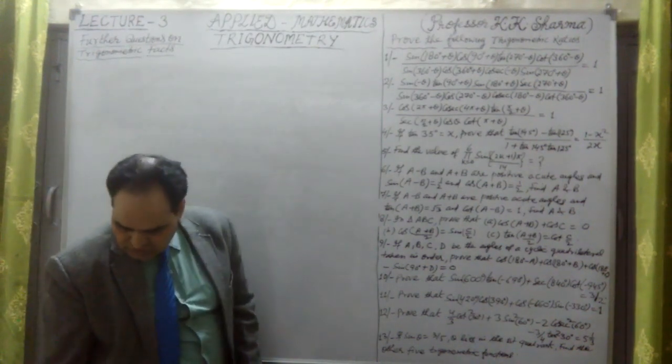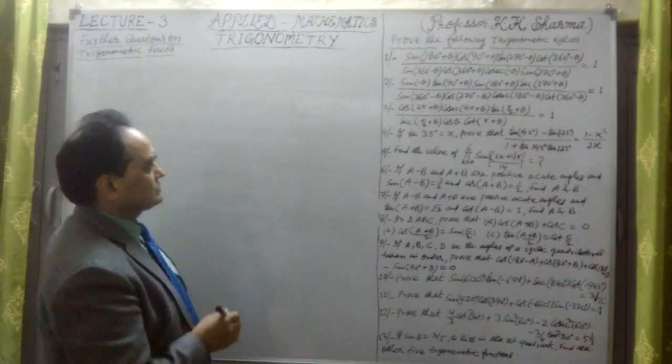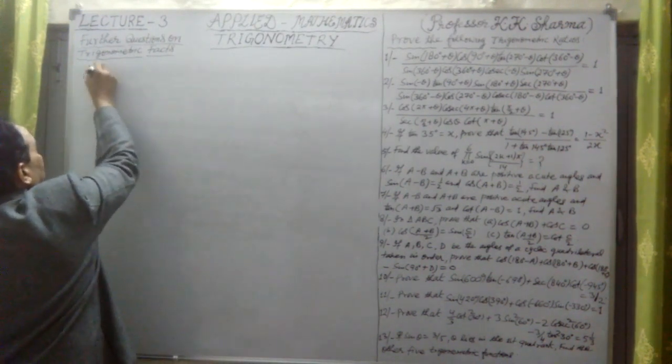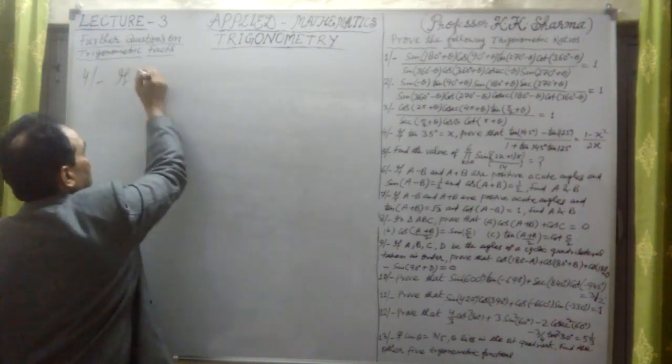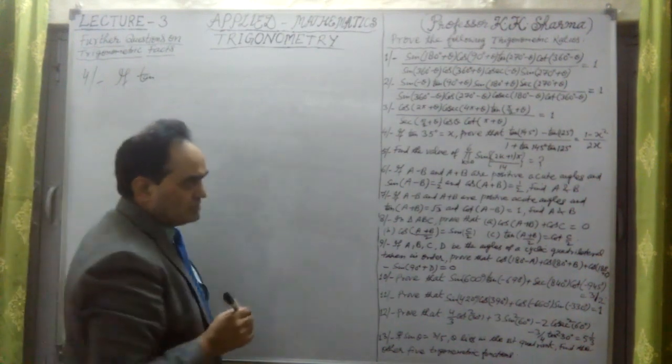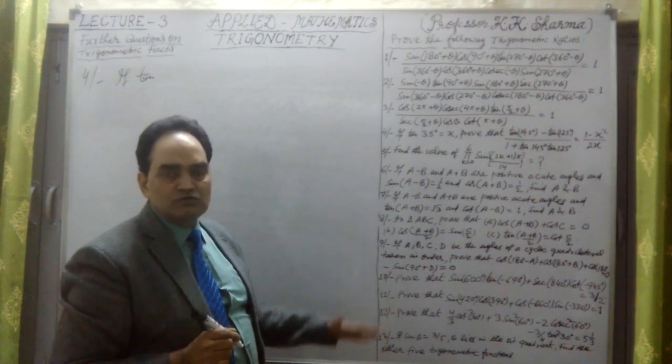Okay. Now question number 4. Question number 4 says: if tan 35 degree... All these questions are taken from students' queries in the class, because whenever I teach engineering students in the class, they give me these kinds of questions.